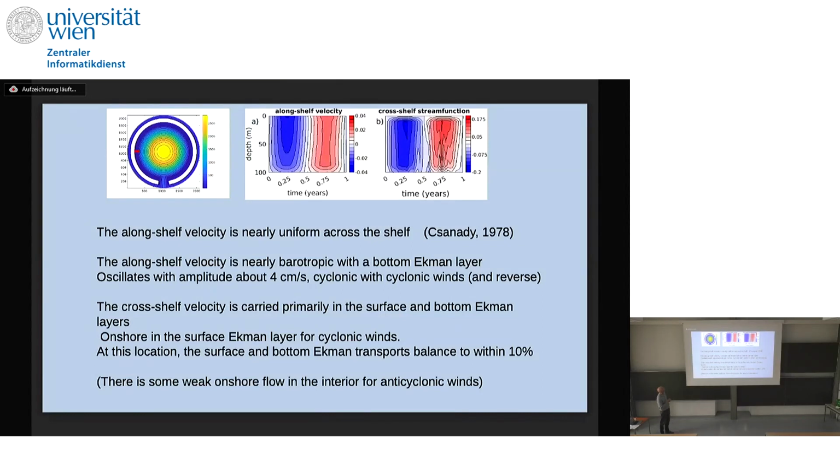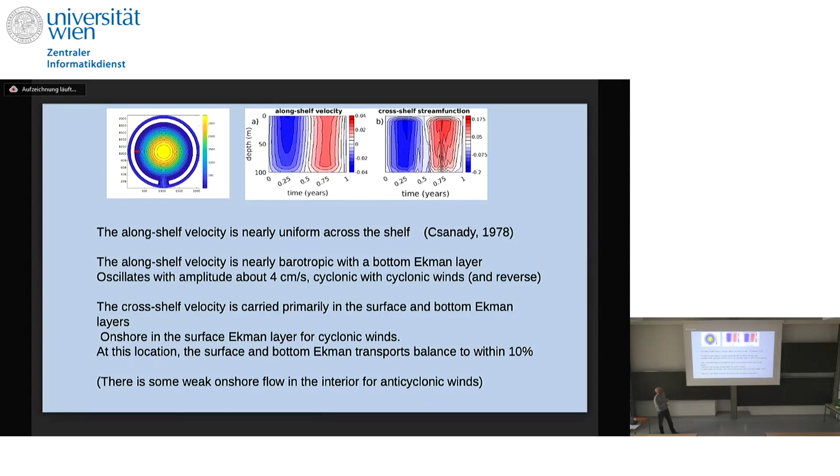So here's my domain. I'm going to look at the velocity over here on the shelf along that western side. The along-shelf velocity over the shelf is nearly uniform across the shelf. That's consistent with Dave Chapman's rest of wave topographic theory. So I'm showing the average velocity along that section. It's a function of depth and time. This is along the shelf. You can see it's nearly barotropic. There's a little bit of a bottom boundary layer.